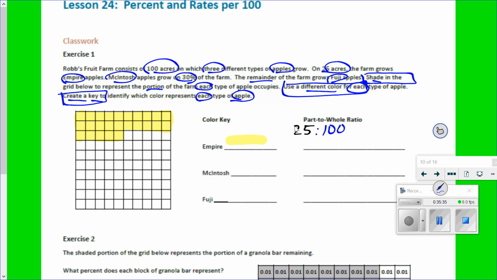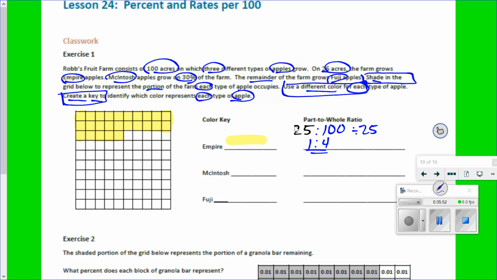Can I simplify that? By 25. If you saw 5, that's great. It'll just take you an extra step. If you saw 25, you realize it's 1 to 4. Okay? Our second one, it said it's 30%.